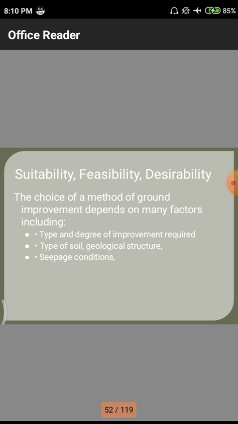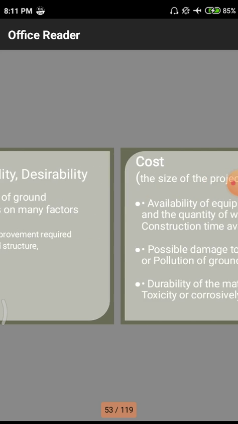Those three are the main factors we need to observe. Suitability, that means whatever fibers, whatever compactions, whatever chemicals we have to use, that is the suitability. Next one is the feasibility: how much cost it is, and whether it is feasible for the particular soil or not. Next one, desirability: how much time it will last on that particular surface. All those are the affecting features for those particular surfaces.